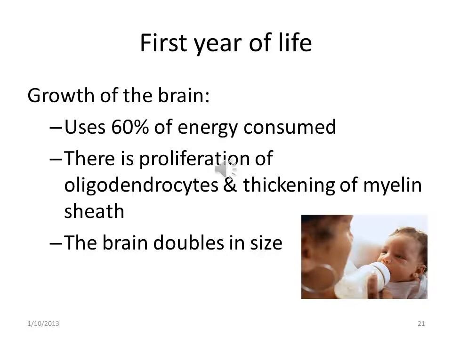During the first year of a child's life, there's a tremendous amount of growth of the brain. It should double in size, all of which, or most of which, is due to proliferation of the oligos and the thickening of the myelin sheath that those oligos are responsible for. The brain uses 60% of the energy that the child consumes, which is why they get you up all night long in order to nurse.